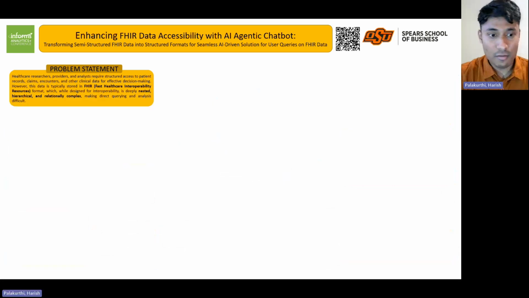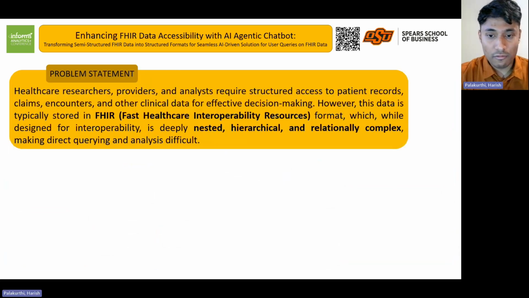And the first one is the problem statement. FHIR, which is Fast Healthcare Interoperability Resources format, generally stores all the medical data of the patient in a JSON file, which is good for interoperability and storing the data. But that is deeply nested, hierarchical, and relationally complex. So that's the reason it's not easy for analysis and extraction.